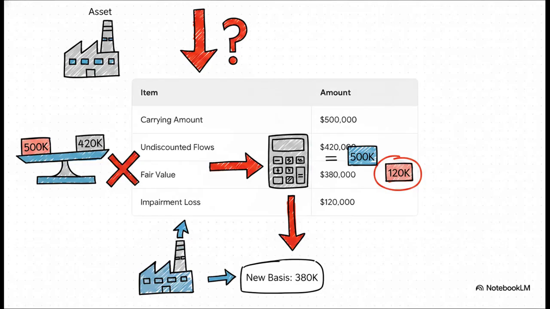Let's run the numbers so you can clearly see Step 1 and Step 2 separated. Say we have an asset with a carrying amount of $500,000. We look at the undiscounted future cash flows, which are projected at $420,000. Because our $500,000 carrying amount is greater than the $420,000 in cash flows, boom, we fail Step 1. Now we move to Step 2. The actual fair value of the asset is only $380,000. So we take our $500,000 carrying amount, subtract the $380,000 fair value, and we take an impairment loss of $120,000. That $380,000 fair value now becomes your brand new carrying amount for future depreciation.